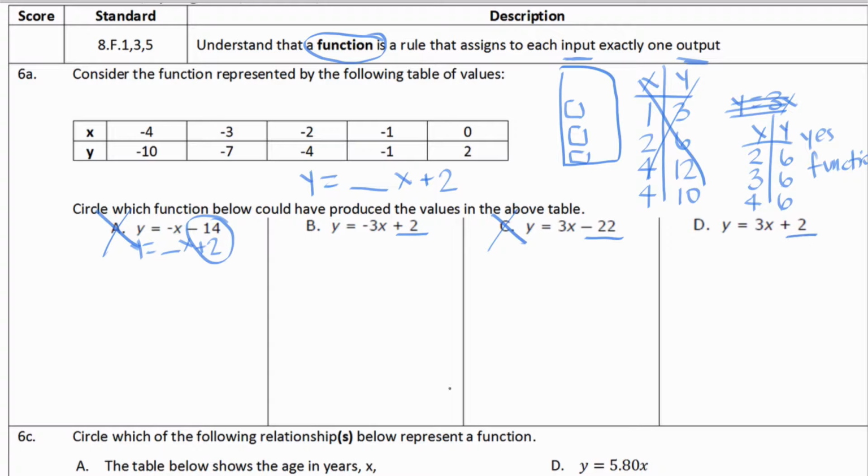And this one has a y-intercept of 2. So it's one of these. It's either b or d. Now let's actually find my slope, or my rate of change.